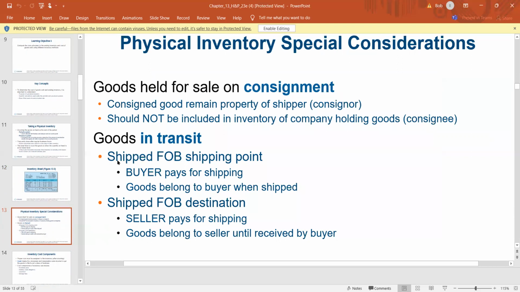Let's talk about FOB again and something called consigned inventory. Consigned goods remain the property of the shipper, and they should not be included in the inventory of the company who actually is holding the goods.